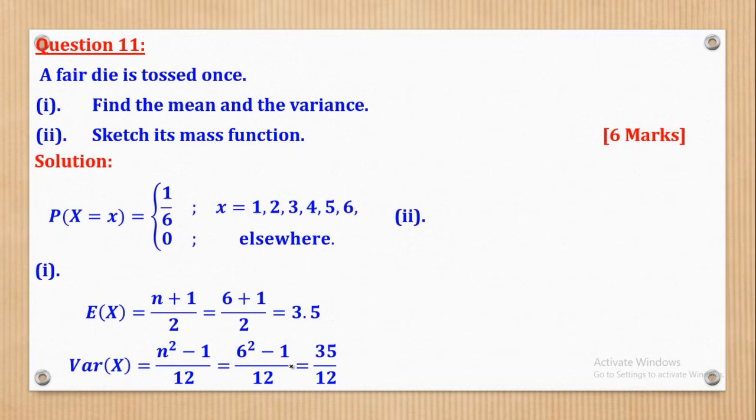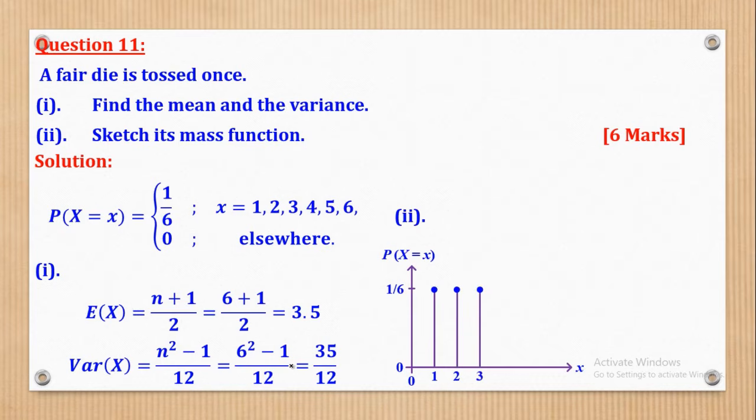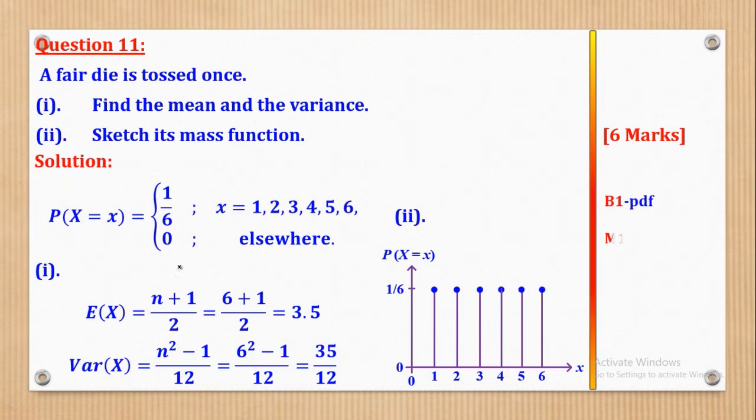Now the graph for a mass function is the same as the graph for a discrete PDF. So it is vertical lines. So for each it will have, remember they have the same probability. So for 1 is that, 2 it is also that, 3 is also that, 4 is also that, 5 is also that, and 6 is also that. So basically that's what they wanted.